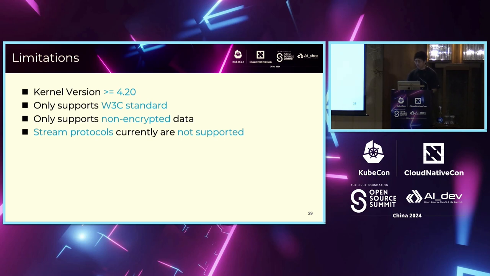However, there are some limitations due to the eBPF constraints. First of all, we rely on some specific BPF helper functions, so we require the runtime kernel version to be at least 4.20. And currently, we only support the W3C standard for context propagation. Other standards are not supported yet. And because we need to parse network streams in the kernel, we cannot handle encrypted protocols like TLS and HTTPS. For streaming protocols such as gRPC, each frame is stateful, so it's difficult to parse them in the kernel. So we currently cannot support this either.